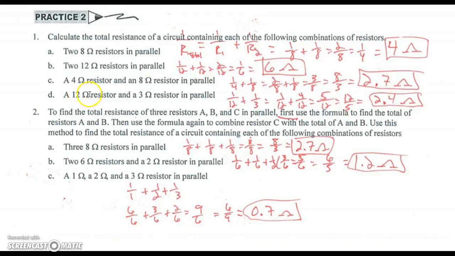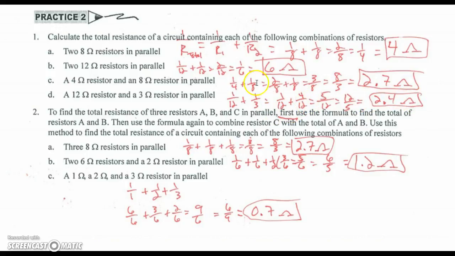So we'll do letter D. 12 ohms times 3 ohms is 36, divided by 12 plus 3 is 15, and you get 2.4 also. But I'm going to show you the reciprocal rule. 1/12 plus 1/3, right? Find a common denominator of 12, so 1 over 12 plus 4 over 12 gives me 5/12. I flip this using the reciprocal rule, 12/5 gives me 2.4 ohms. So choose which way you want to do it.